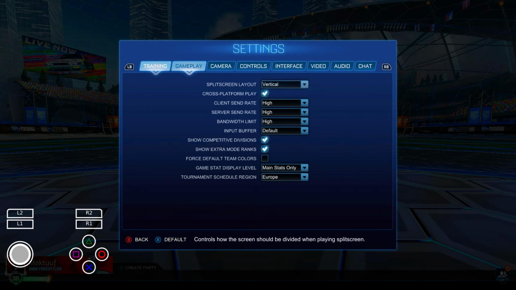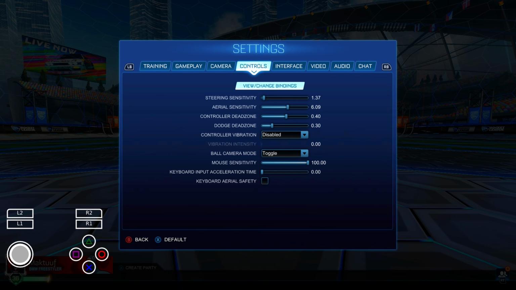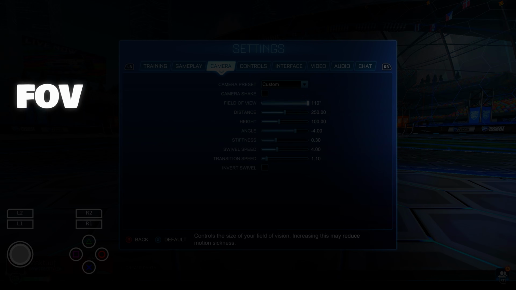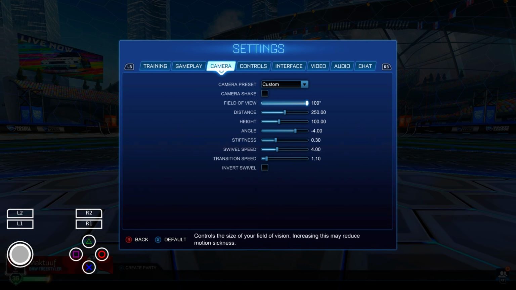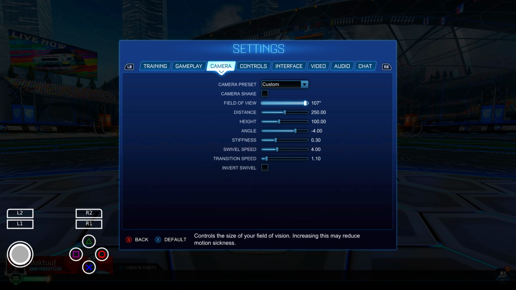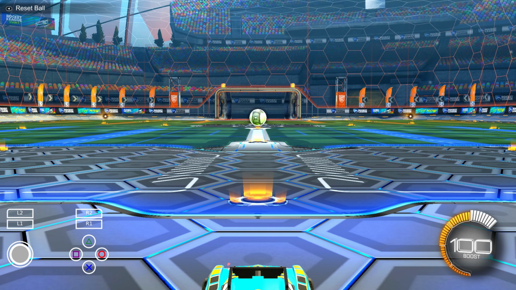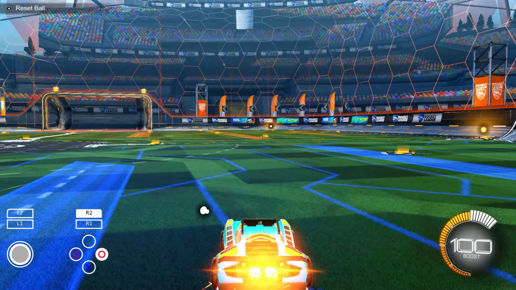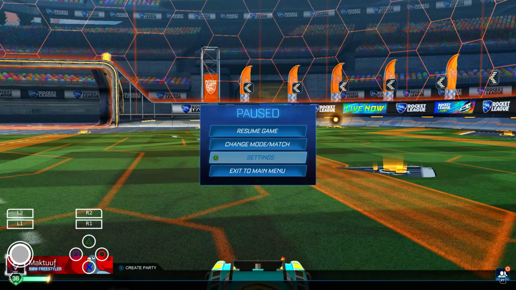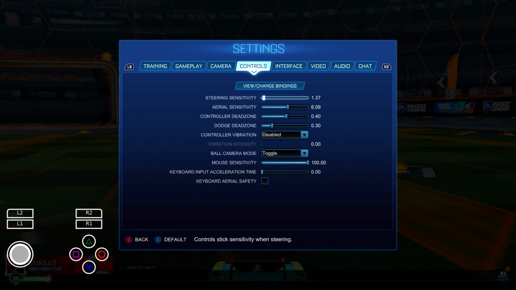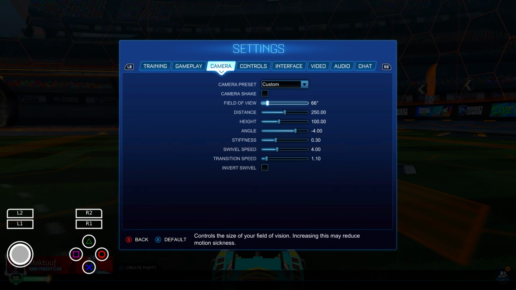So the first setting that we're gonna look at is the FOV. This is more of an aesthetic setting. The more you decrease this, the more it feels like you're going slower. So let me show you. If I decrease this, look at how slow it feels like it's going. So the more you can see in your surroundings, the faster you will feel like you're going.